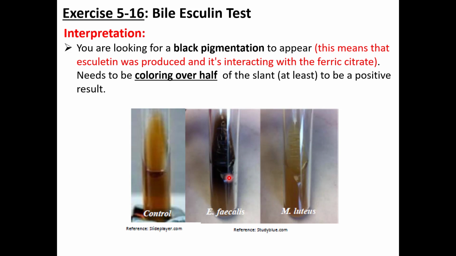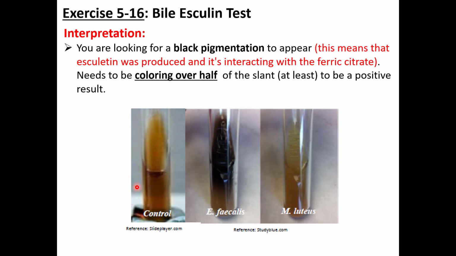So if you see a black color compared to the control, it means that it is positive for the bioascoline. It was actually able to break down ascoline into ascoline and glucose. And then for M. luteus, because it's negative, because it cannot do any of that, we would see the same color as we do with the control.